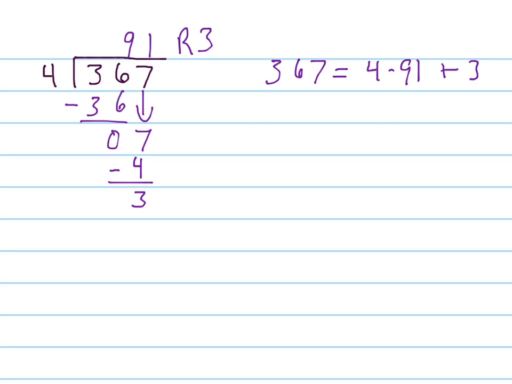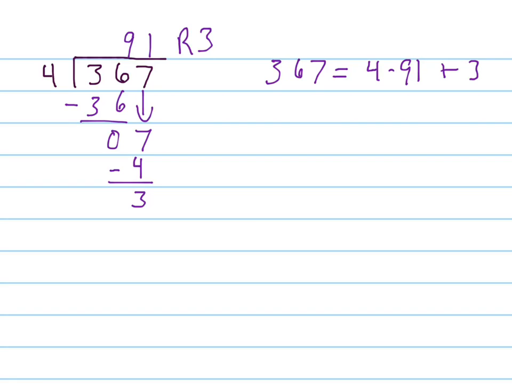And we got 91. So that means that 4 times 91 is close to 367, but we had 3 left over. So we were 3 away. So 4 times 91 is 3 away from 367, and so we have to add 3. Do you see that? Do you need to try it again? Well, try it yourself. So what did we have here? We had a quotient, a divisor, and a number, right?